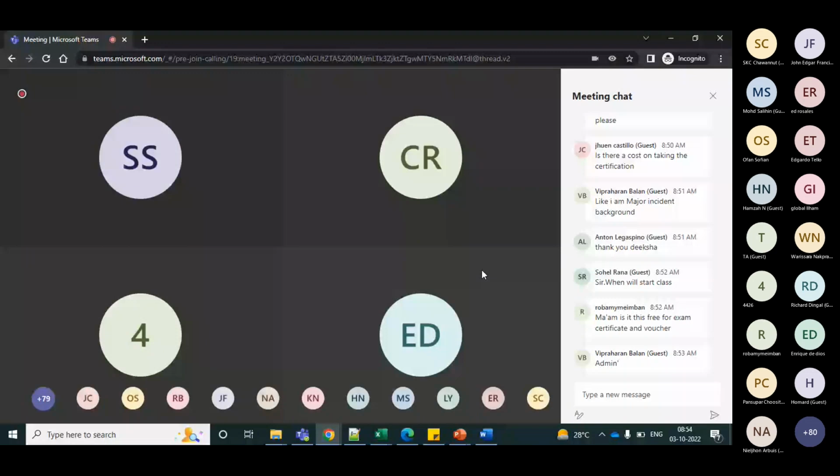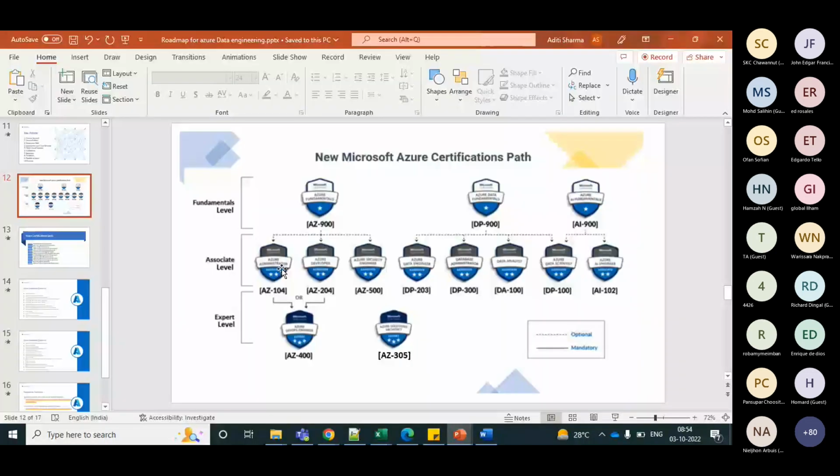Currently you are in the admin part, so you can go with AZ104. That is more on the Microsoft Certified Azure Administrator side. If you're on the admin side, you can go with the Azure Administrator certification AZ104, and then you can go with the architectural domain. That will be more relevant.